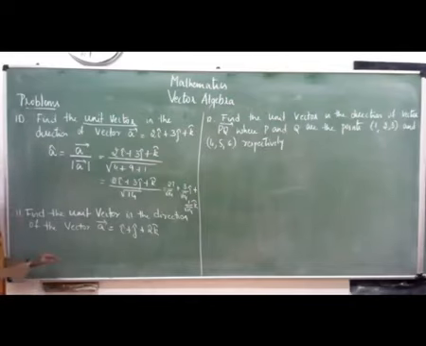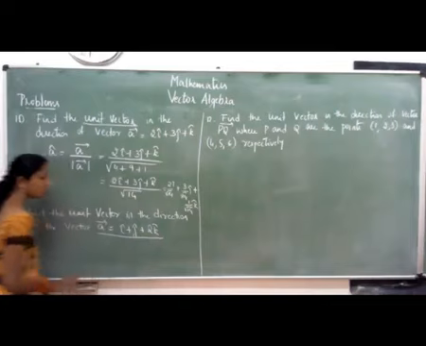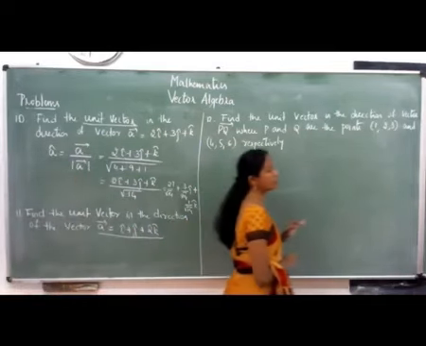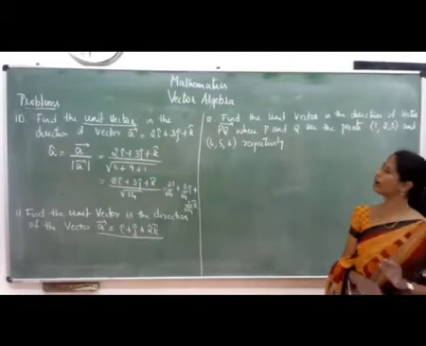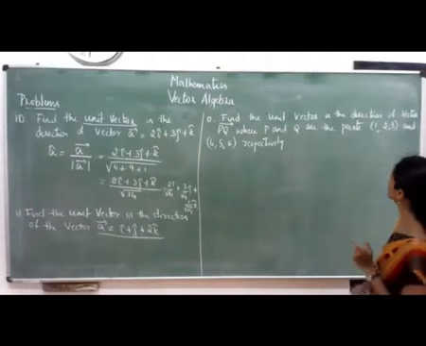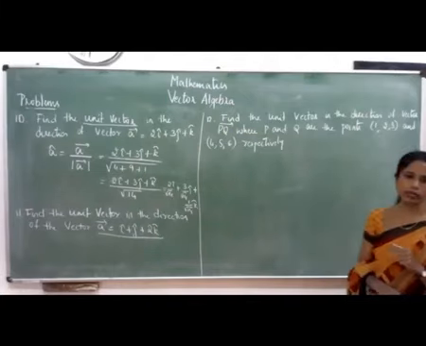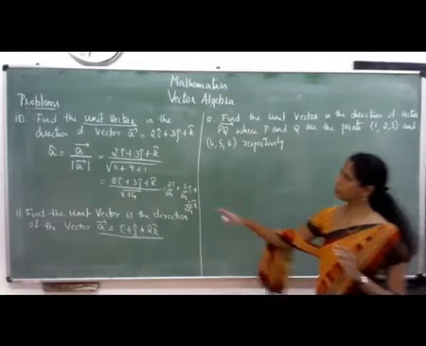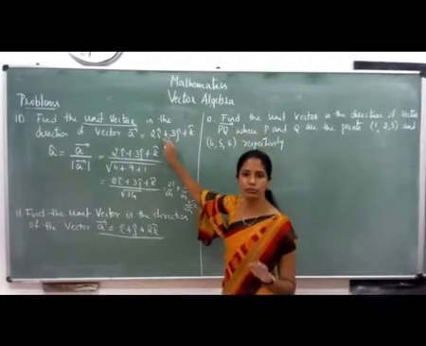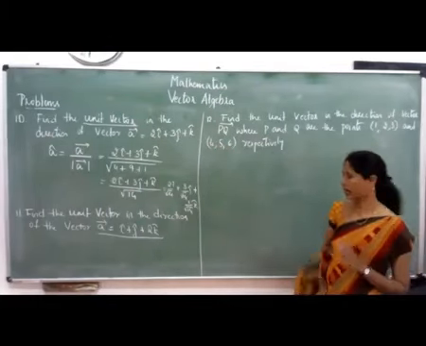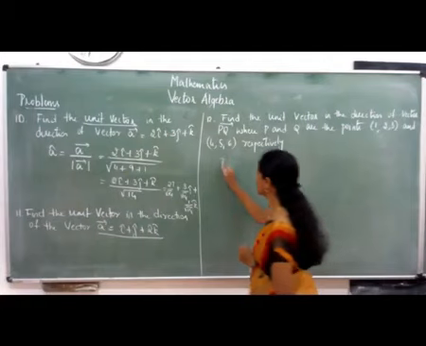Next, you have the same question but a different vector. You can solve it on your own. Next question, find the unit vector. Again, finally you need to find a unit vector. But what is the condition given here? In the direction of the vector PQ, where P and Q are the points. In the previous problem, they directly gave you the vector. But in this problem, first we need to find the vector PQ.